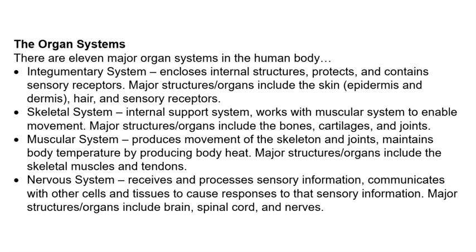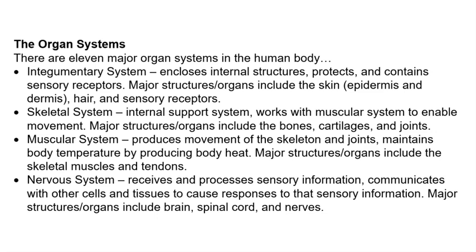The muscular system is the system that functions to produce movement of the skeleton, specifically at the joints of the skeleton. But it also has the function of maintaining body temperature by producing body heat. The major structures and organs include the skeletal muscles and their associated tendons that connect them to the skeleton, and some of them also connect them to cartilages as well.